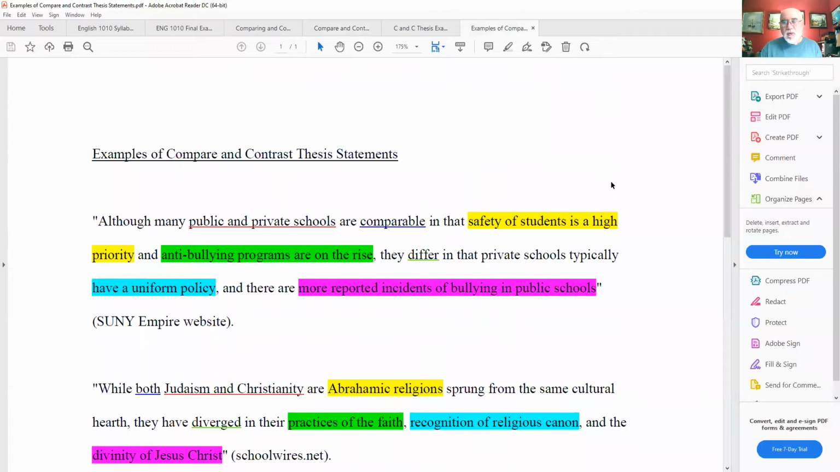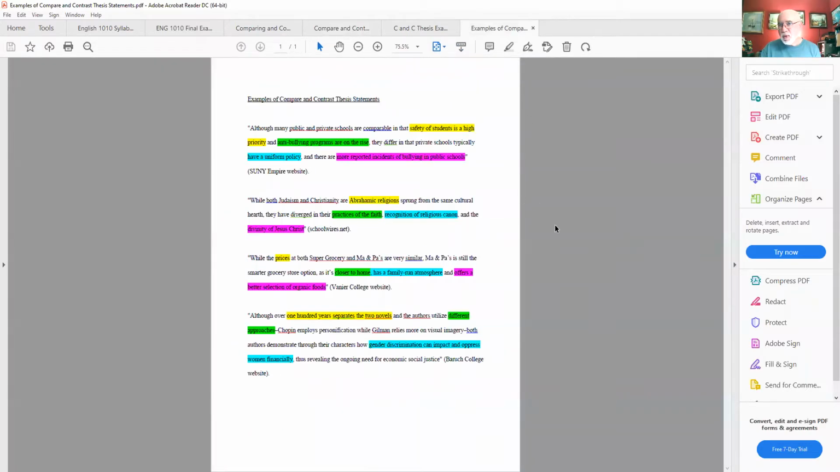So you recognize this, these are the examples we've been using the past few weeks. I think these will help you. Again, they show you exactly what I just said. Every one of them has the 2 things you're comparing: public schools, private schools, Judaism, Christianity, 2 grocery stores, and 2 novels. And then the points of comparison or contrast.